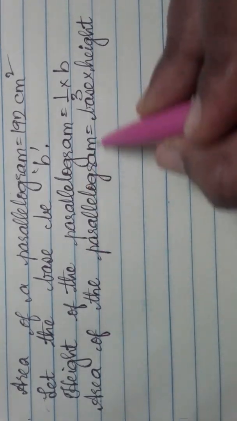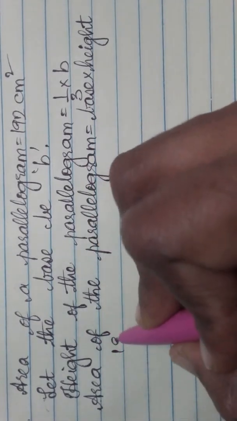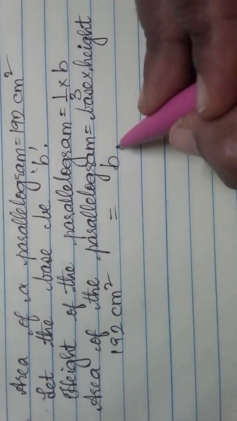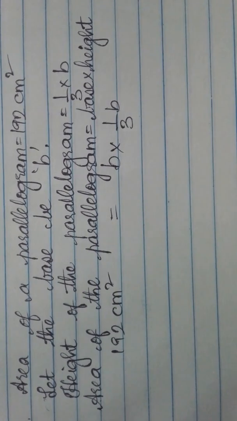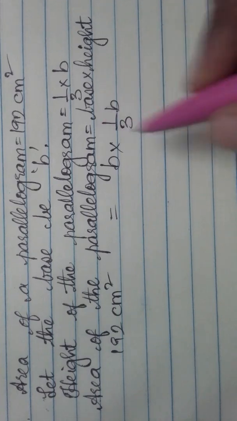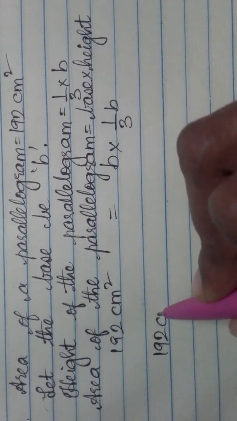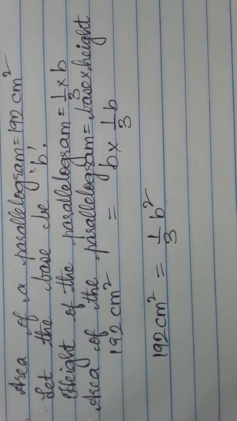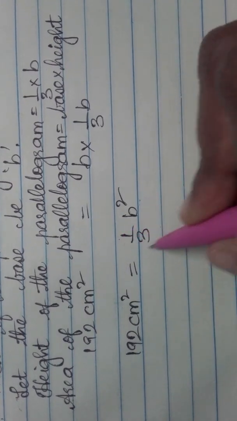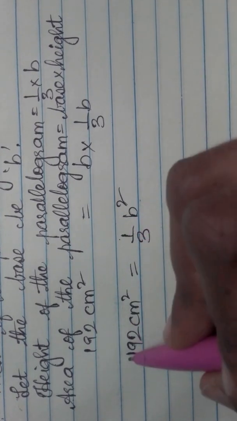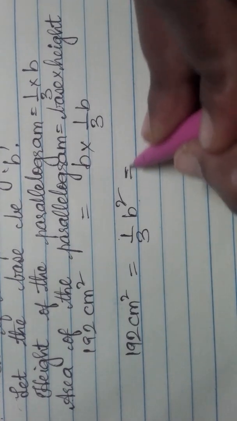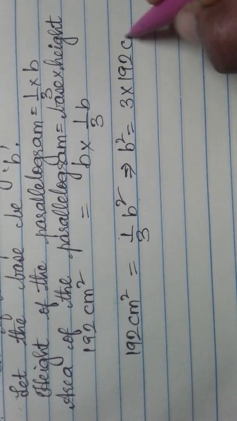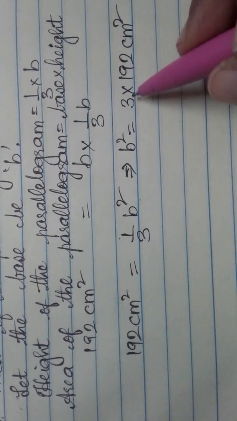Now let us substitute. Area of the parallelogram, it is given as 192 centimeters square, which is equal to base. Base is given as B and height is given as 1/3 B. Now if you multiply, this is going to be 192 centimeters square equals 1/3, B into B is B square. Now division, when it is transposed to the other side, it becomes multiplication. So this implies B square is equal to 3 into 192 centimeters square. Okay. Now let's multiply this.